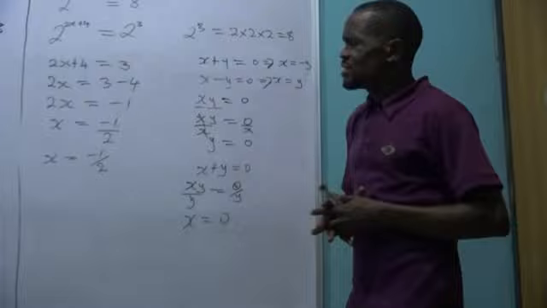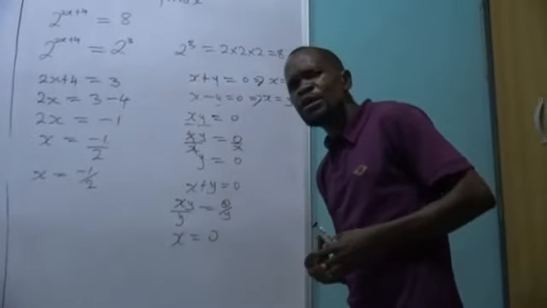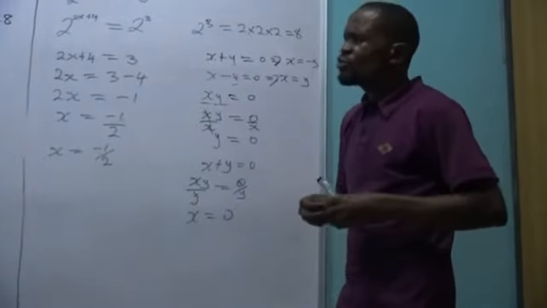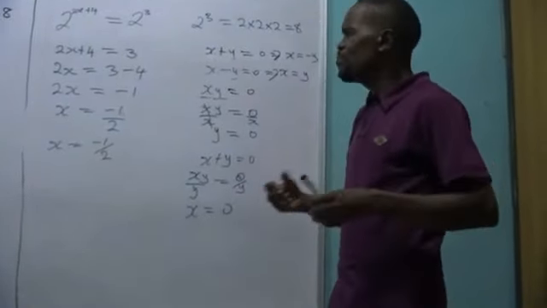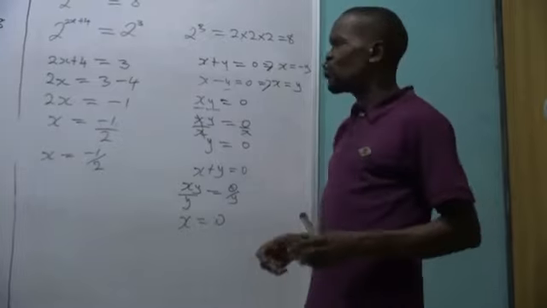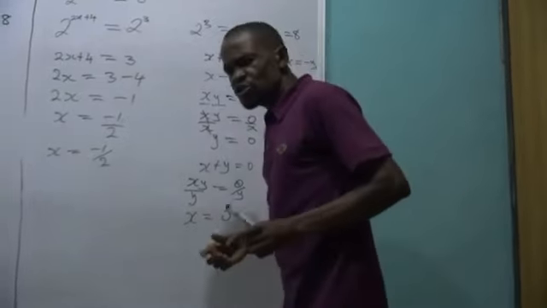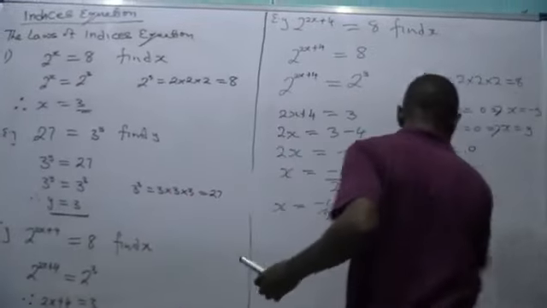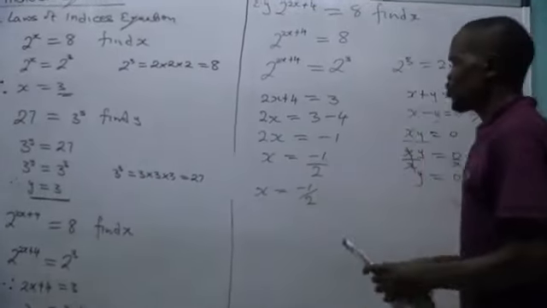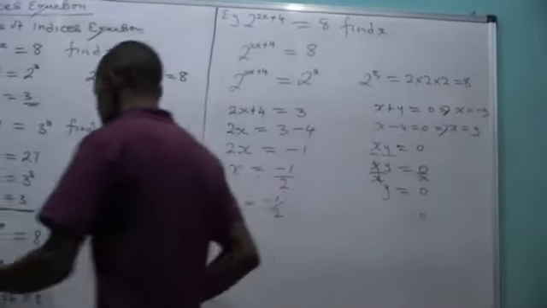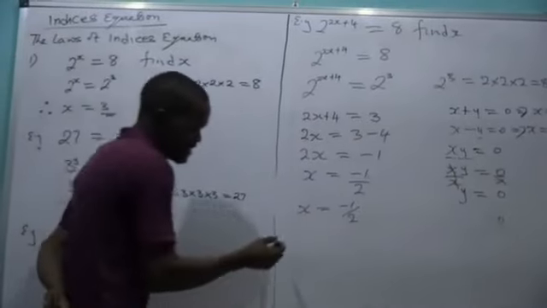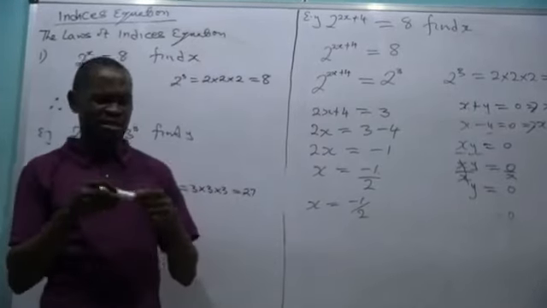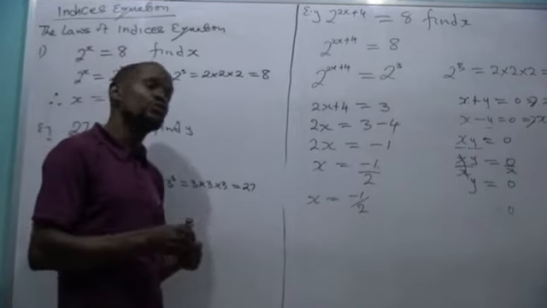Then somebody will ask, what if we cannot make both sides of the equation have the same base? What will happen? Okay, let us see. We'll do this. The indices equation says, if we cannot make both sides of the equation have the same base, we should take the log of both sides.